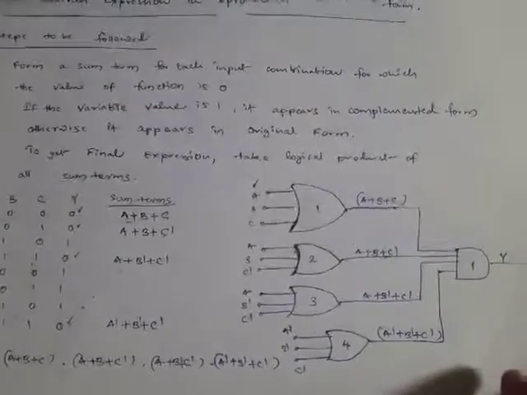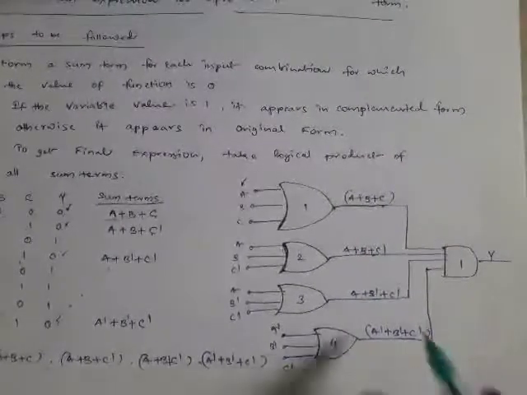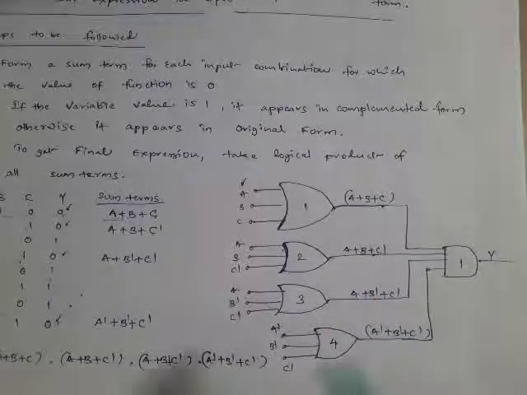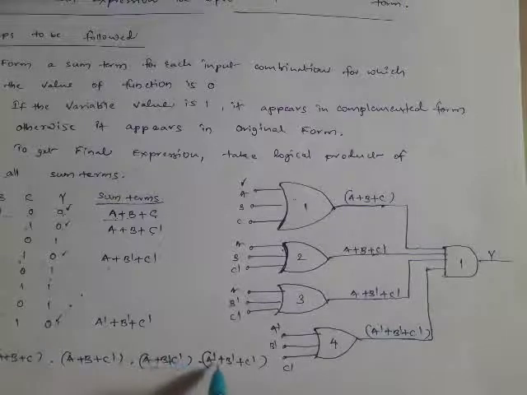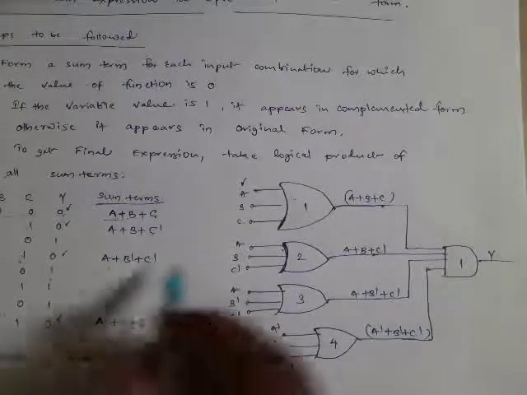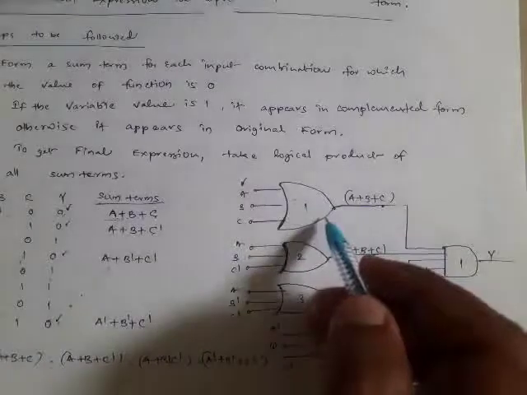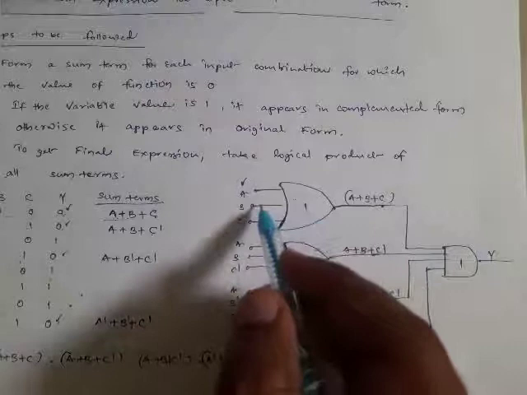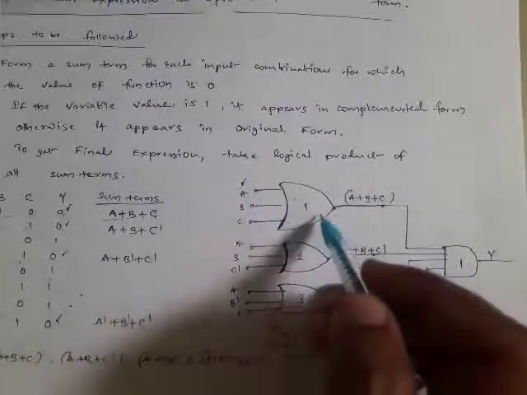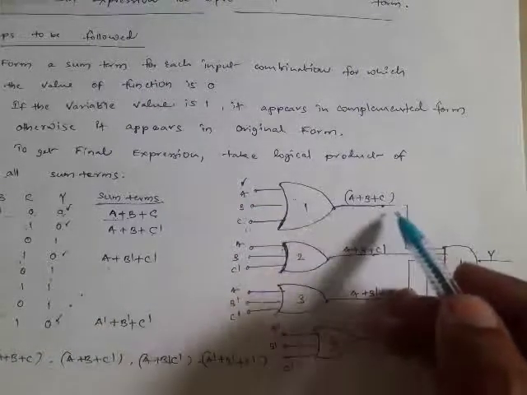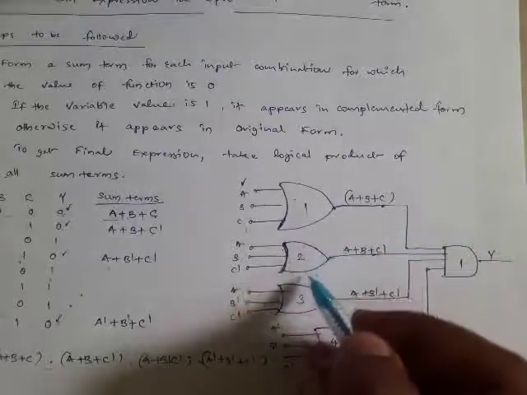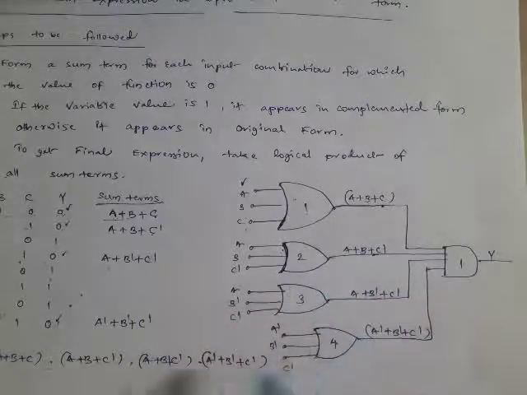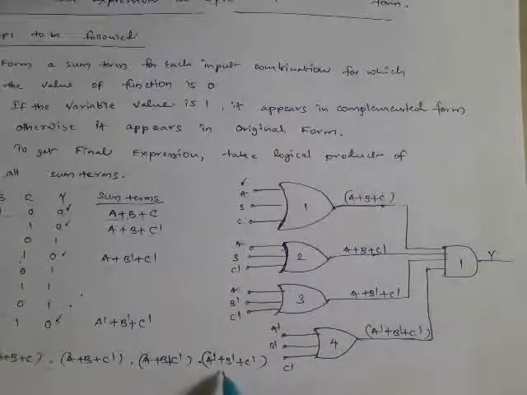Then how to draw a circuit for this function, as you can see here. We have drawn a logical circuit for this. We have 4 sum terms in this expression, and each sum term can be realized by using a separate OR gate. So if for the first OR gate the inputs are a, b, c, the output of the OR gate is a plus b plus c. In a similar way, we have used 3 more OR gates to realize the 3 more sum terms.